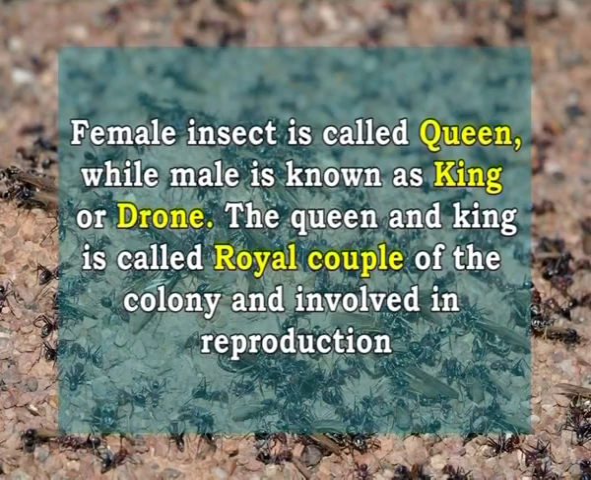Caste system. There is a well-defined caste system in the colony of social insects, namely the reproductive and non-reproductive castes. The female insect is called queen, while the male is known as king or drone. The queen and king are called the royal couple of the colony and are involved in reproduction. Kings or drones do not attend any job in the colony, hence they are called lethargic individuals of the colony. The non-reproductive caste includes thousands and thousands of sterile workers and soldiers who perform all the duties except reproduction.